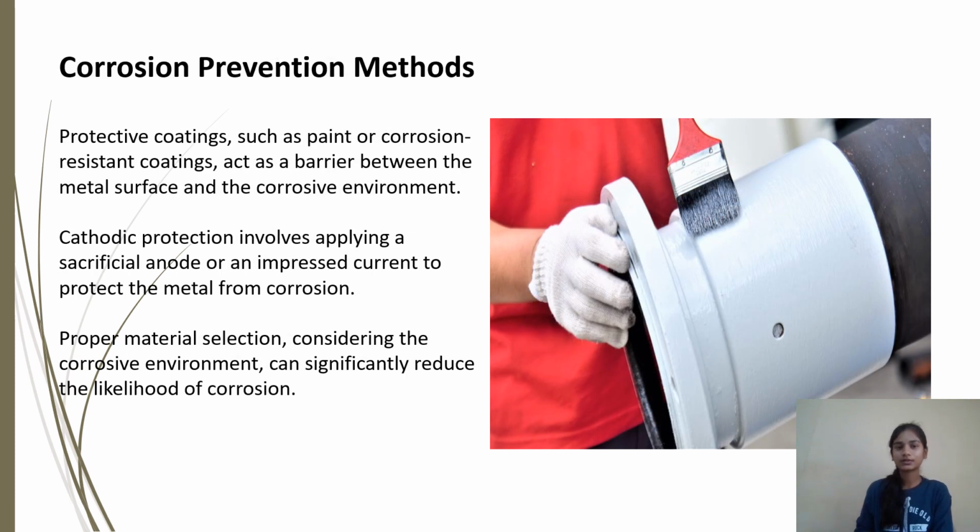Corrosion prevention methods. Protective coating such as paint or corrosion-resistant coating acts as a barrier between the metal surface and the corrosive environment. Cathodic protection involves applying a sacrificial anode or an impressed current to protect the metal from corrosion. Proper material selection considering the corrosive environment can significantly reduce the likelihood of corrosion.